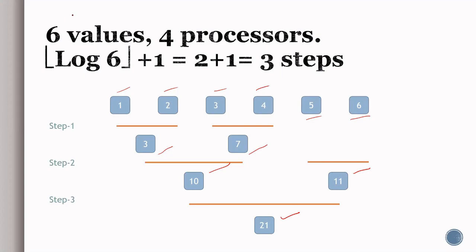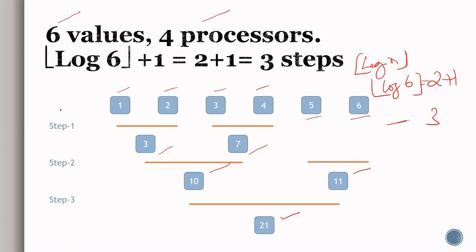You can see that there were 6 values, 4 different processes, and the time taken will be the floor value of log n, which is log 6. Naturally, the floor value is 2 plus 1, which is 3 steps. As you can see, there are 3 steps involved.